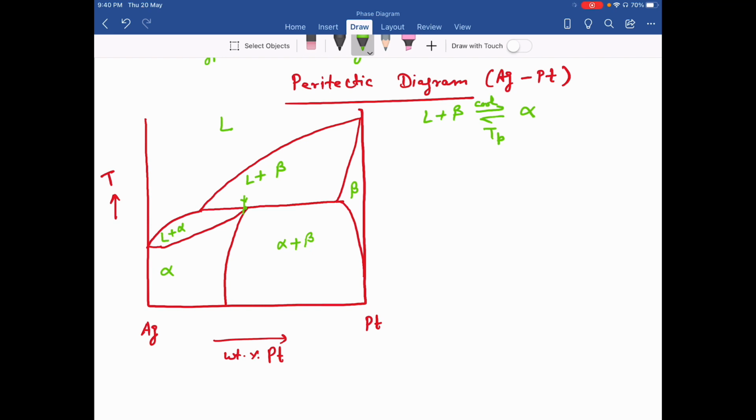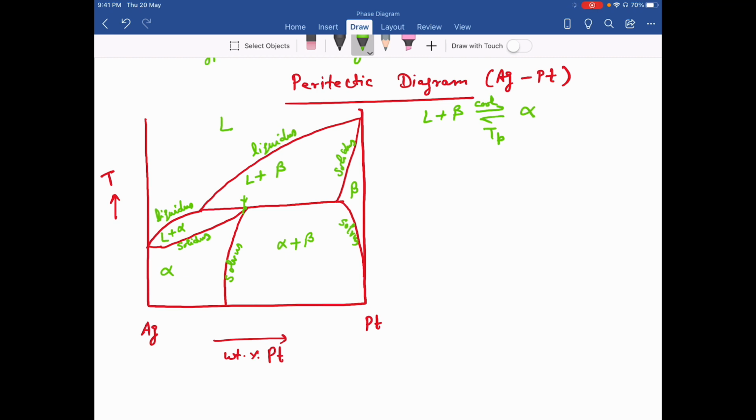Here these two lines are the liquidus lines. This is the liquidus line, this is the liquidus line. And this one is the solidus line. This one is the solidus line. And these two are the solvus lines. So this is the peritectic diagram.